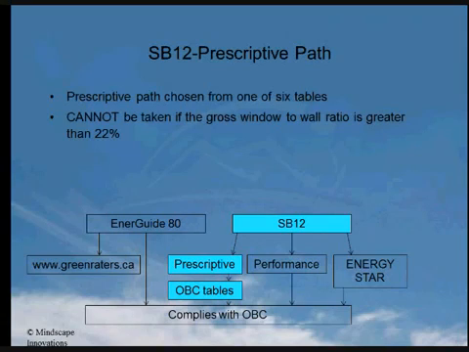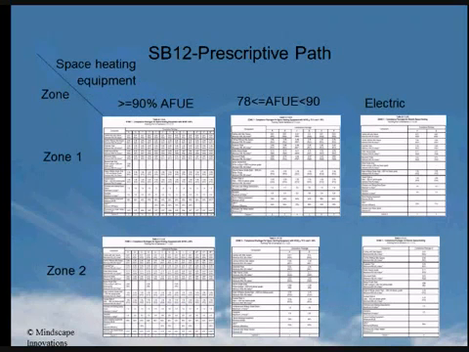On the other hand, if you have less than a 22% window-to-wall ratio, you could comply by following a pre-approved prescriptive compliance path. Shown are the 6 tables of pre-approved compliance paths, grouped according to climate zone and space heating system. Zone 1 includes all municipalities where there is less than 5,000 heating degree days in 1 year.